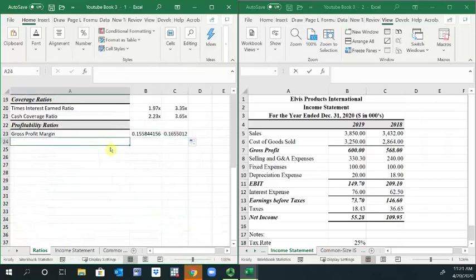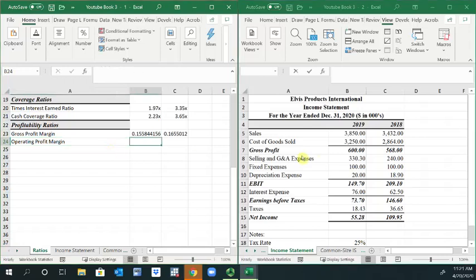Next up, we have operating profit margin. This is equal to net operating income divided by sales. So what that is going to look like in our case is the earnings before interest and taxes divided by sales.